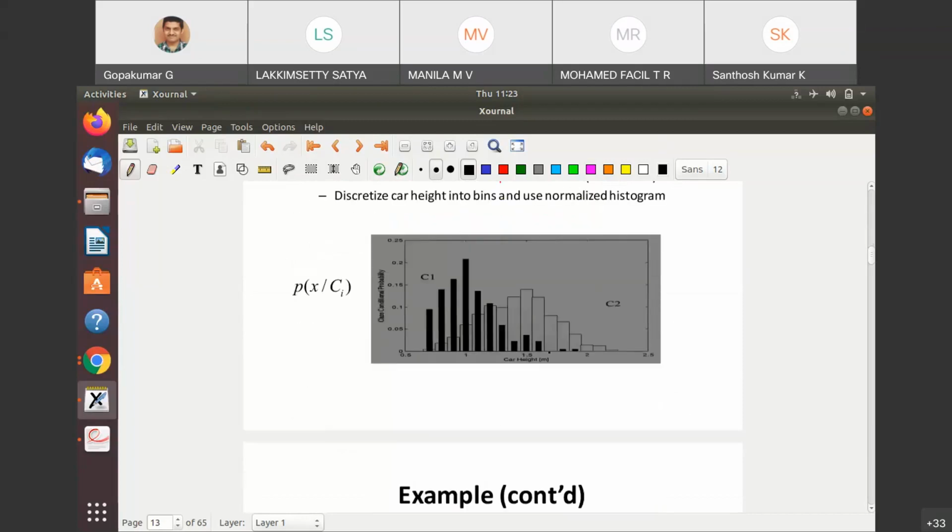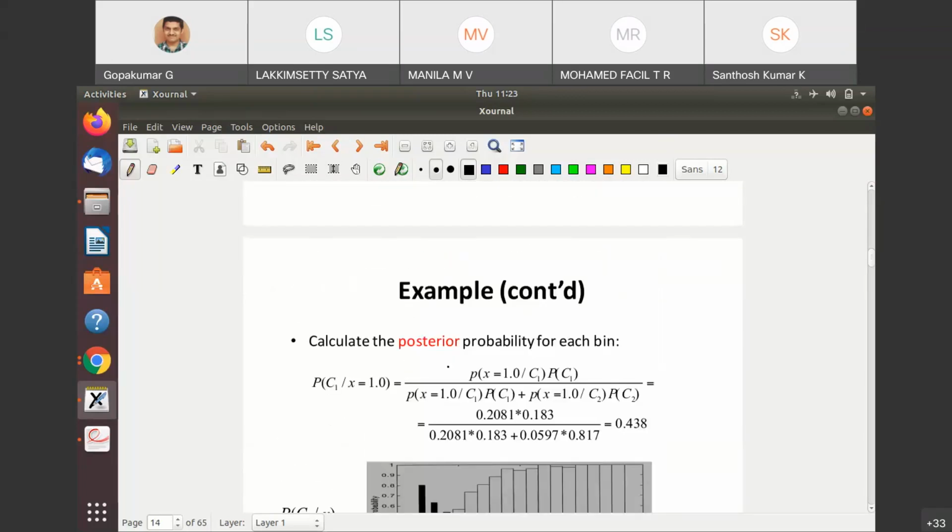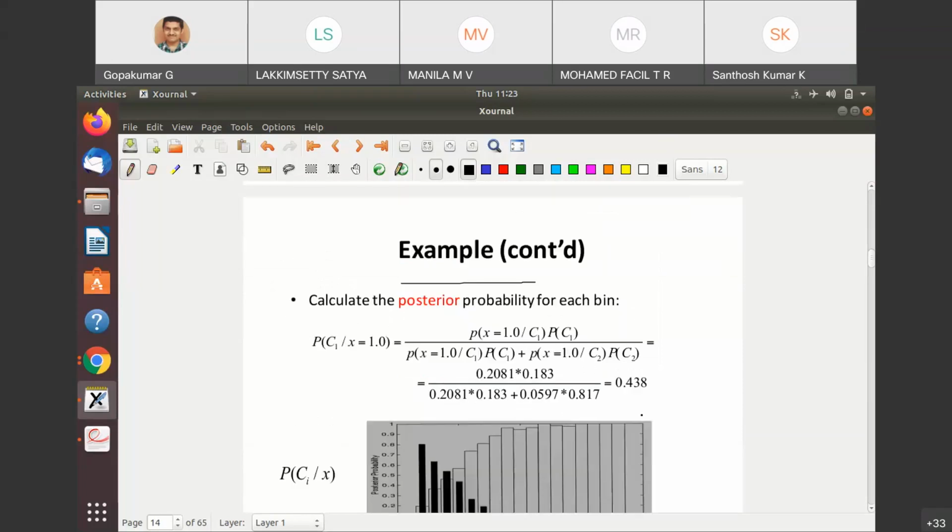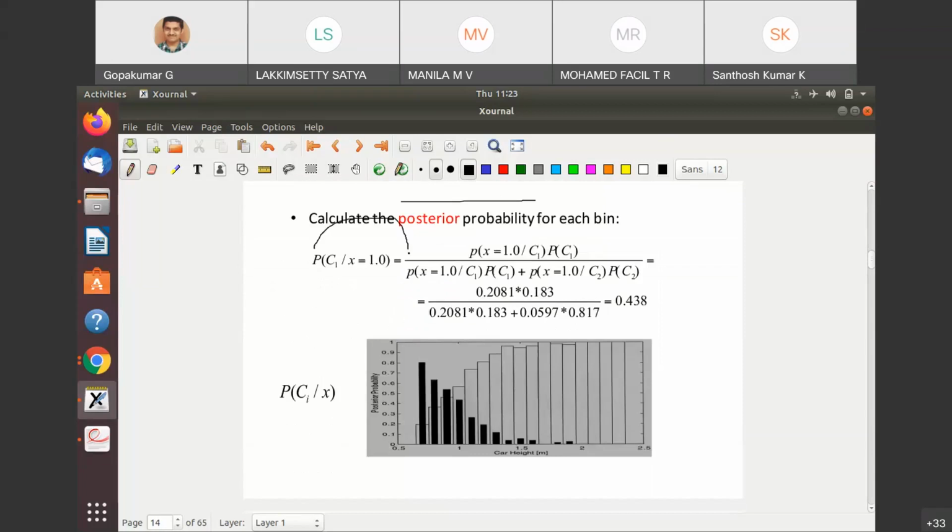These plots are showing two classes, C1 and C2, in different colored histograms. This shows how we can evaluate and plot the distribution for the different classes, and how the probability of x given Ci varies. That is this plot, and using that we have to evaluate the posterior probability. This is one case.